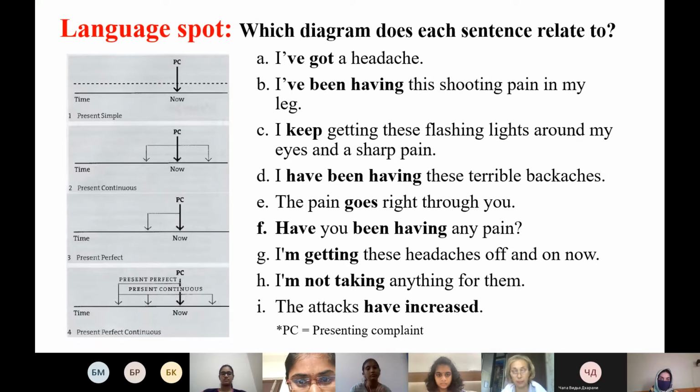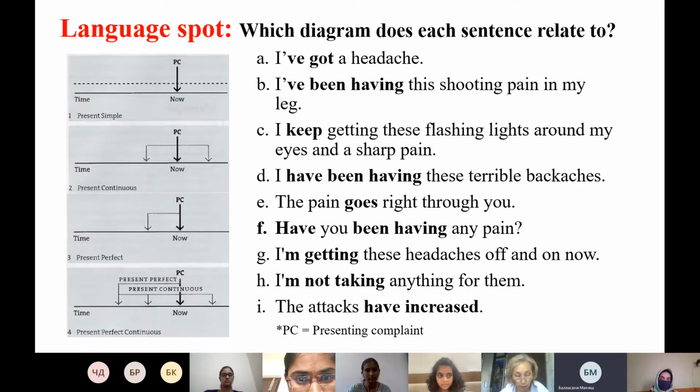Chitaredi Lahari. Do we have this student here? No? Okay, Manish, read the next sentence, please. I'm not taking anything for them. What tense is it? Present continuous.